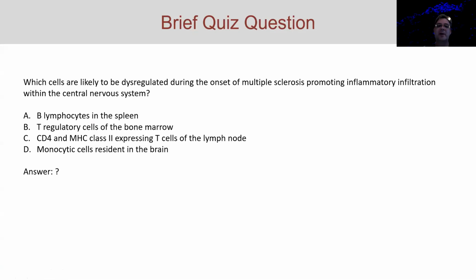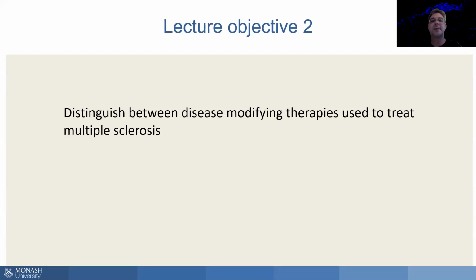So of course, the answer is C, CD4 MHC class 2 expressing T cells of the lymph node, because it's these cells that expand the pro-inflammatory response occurring in MS. And as they exit out of the lymph node, they can expand that in the circulation and then enter into the brain to produce those pro-inflammatory responses that are seen.